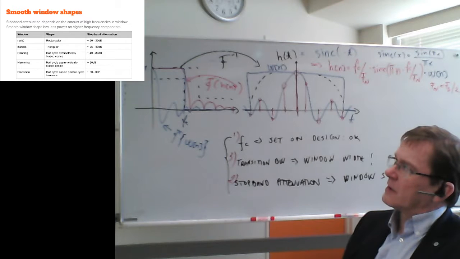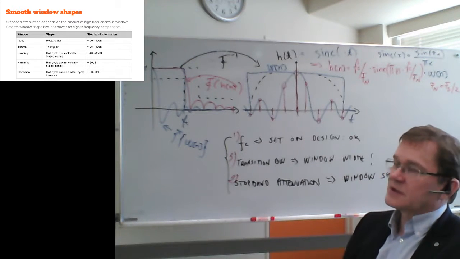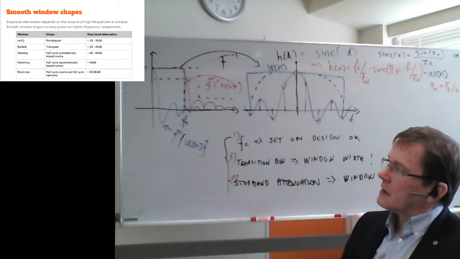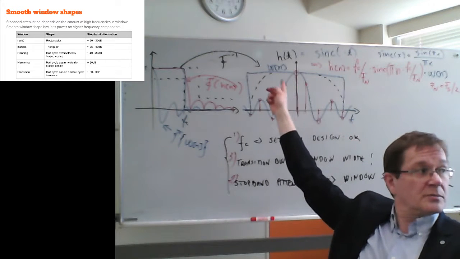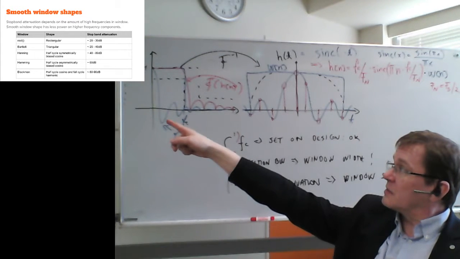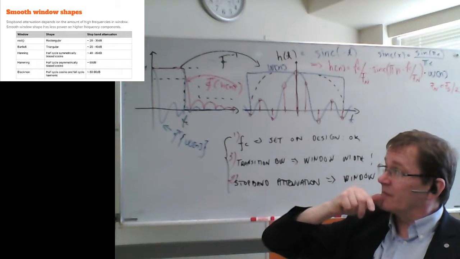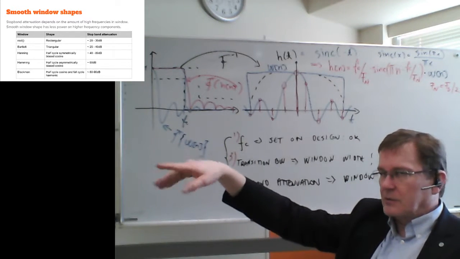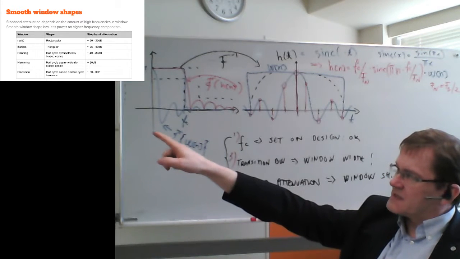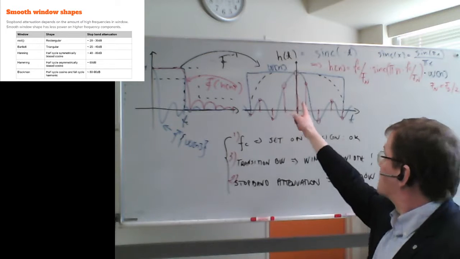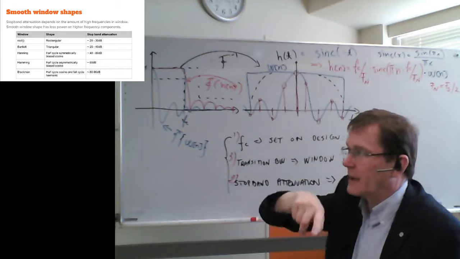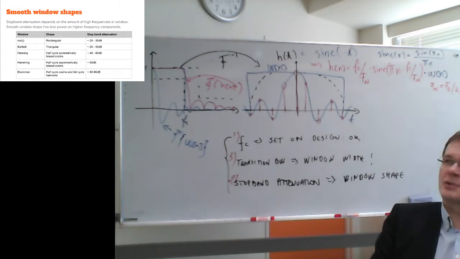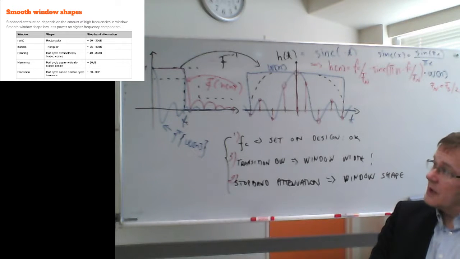So rectangular gives you only that 20 to 30 dB stop band attenuation. A Bartlett window, which is just a triangle, simple to make, you get about 25 to 40 dB attenuation, depending on how you design. Hanning, half cycle symmetrically biased cosine. So it's a cosine shape like that. It is a little bit like a bell curve. That's also easy to produce. And that gives you already, say, 80 dB attenuation.